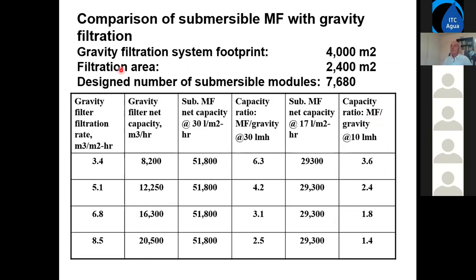So this is just if you would like to replace the gravity filters with membrane filtration, you would need a much lower number of filters to get the same capacity. Depending on the flux rate, the ratio ranges from 1.4 to 3.6 in the advantage of membrane filtration. This has not been done very frequently, but in some places the media filtration was replaced with membrane filtration.